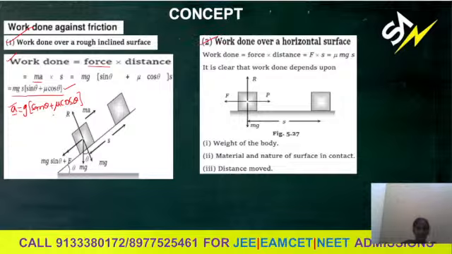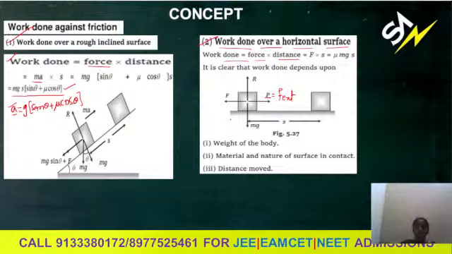Next case, work done over a horizontal surface. Work done is force into displacement. See here, the object is on the horizontal surface. In this direction, there is a pulling force along the horizontal direction, which is nothing but the external force.